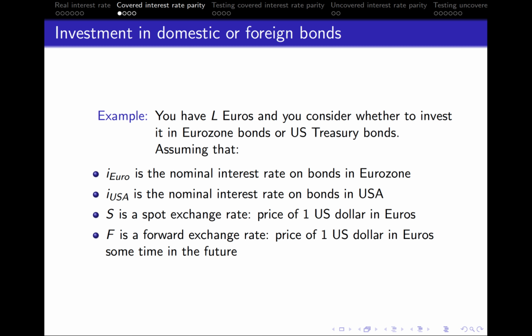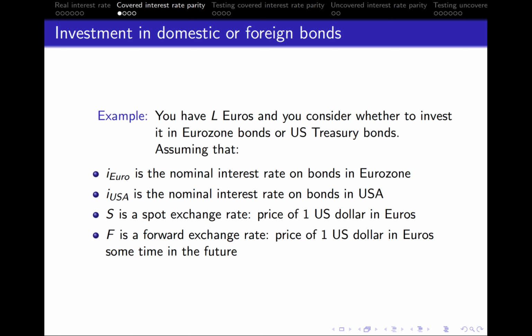You have L euros. Let's imagine that this is a big amount of money, and you consider whether to invest it in Eurozone bonds or US Treasury bonds. And now, assuming that I euro is the nominal interest rate on bonds in euros, IUSA is the nominal interest rate on bonds in US, S is a spot exchange rate. So in our case, this is going to be price of $1 expressed in euros. And F is a forward exchange rate, price of $1 in euros sometime in the future. For now, this is all we need.